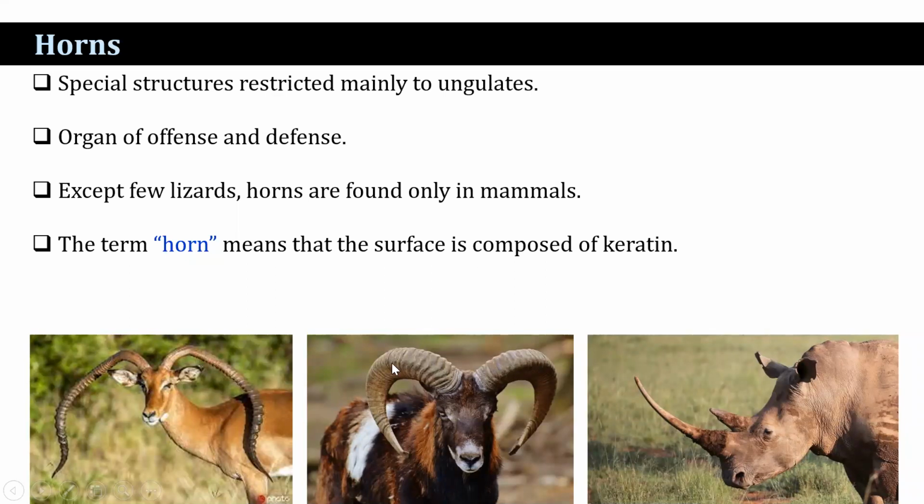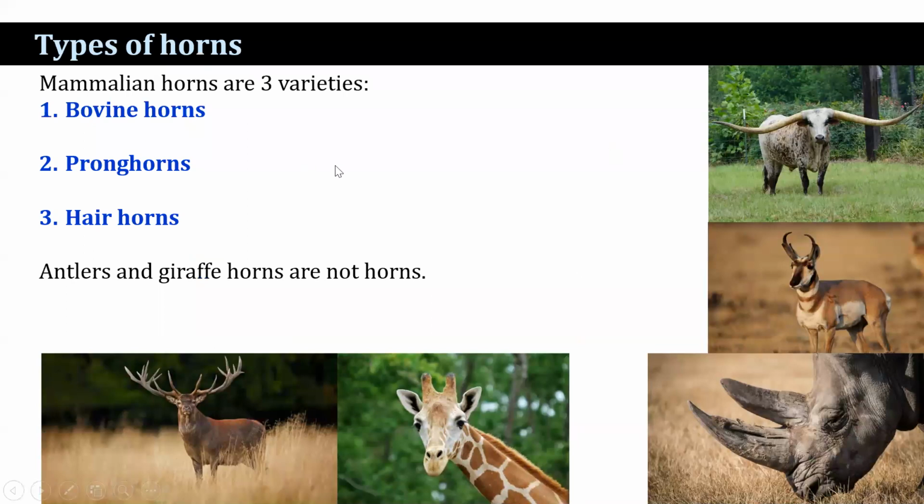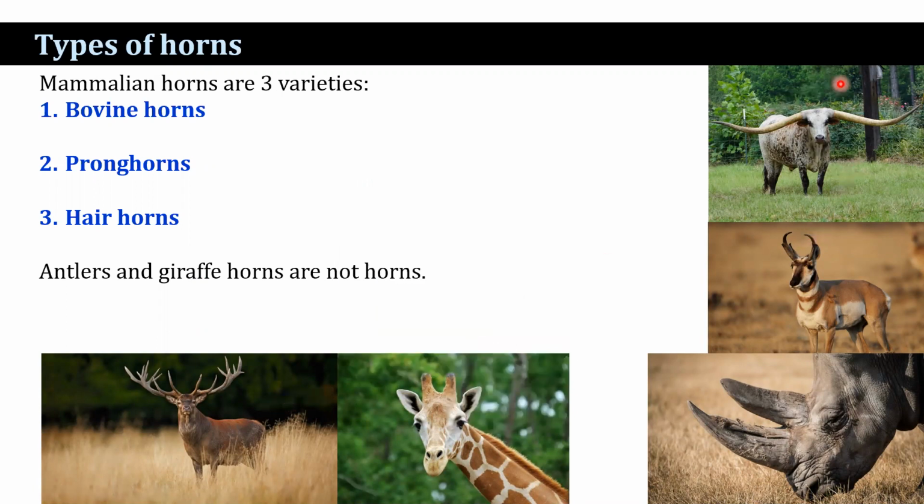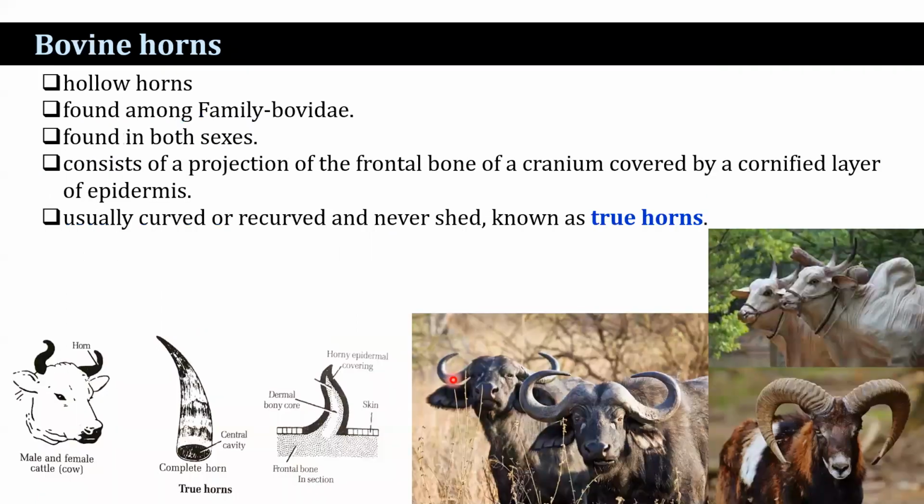Mammal horns are basically of three varieties: bovine horns, pronghorns, and hair horns. This is the bovine horn, this is a pronghorn, and this is the hair horn, and the antlers and the giraffe horns are not true horns. The bovine horns are the hollow horns. They are found among family Bovidae, for example oxen, cows, sheep, goats, and certain other mammals also.